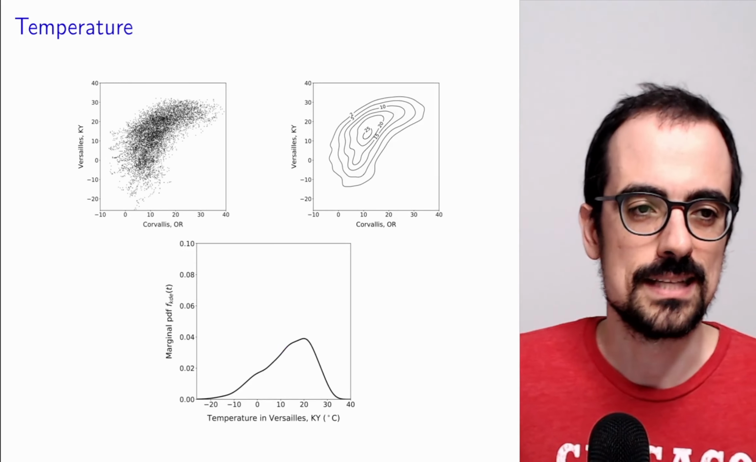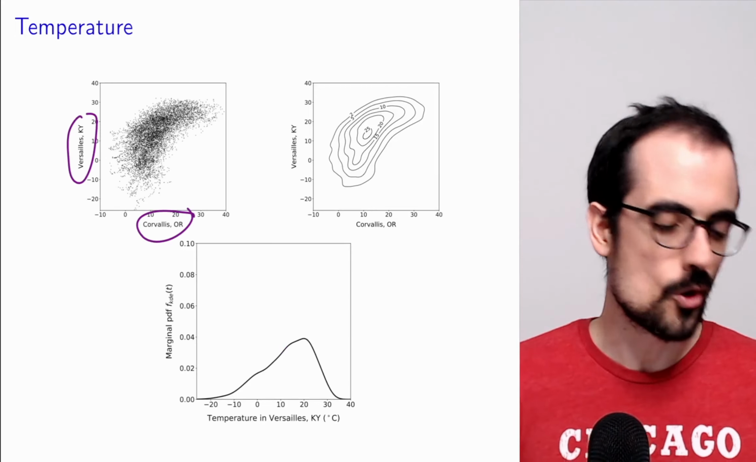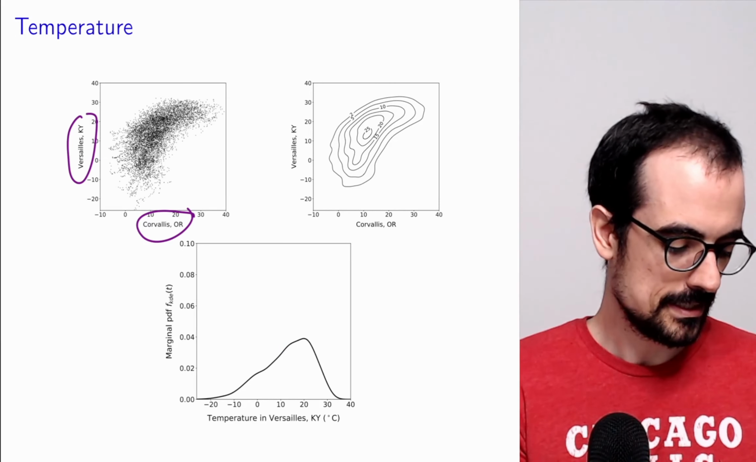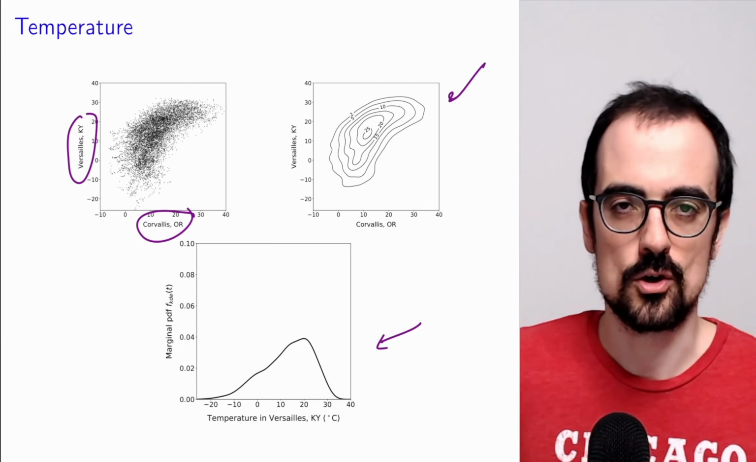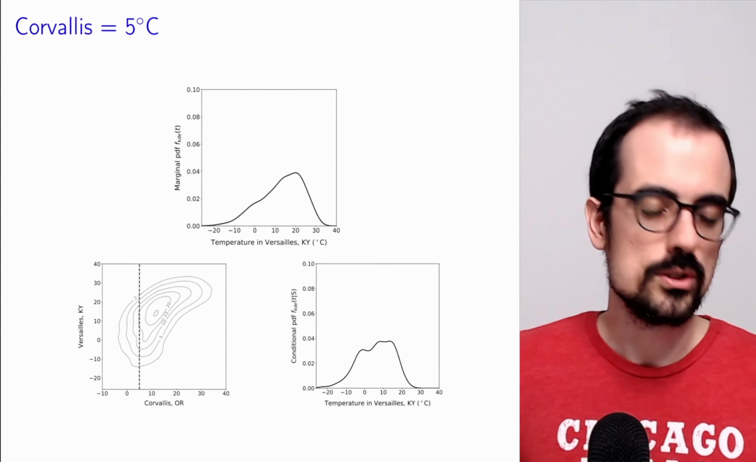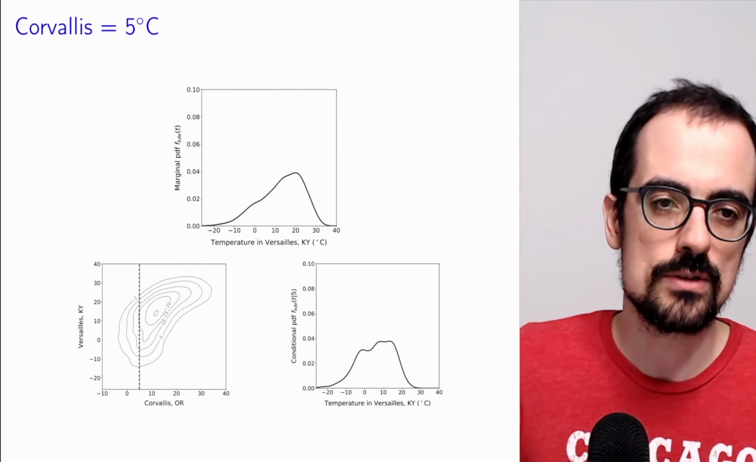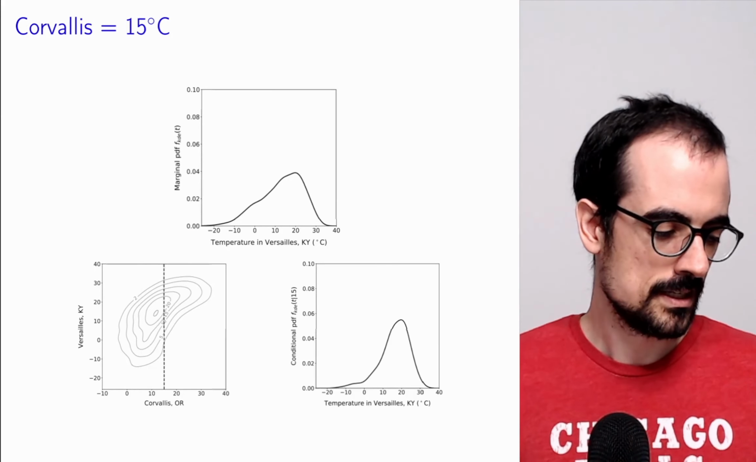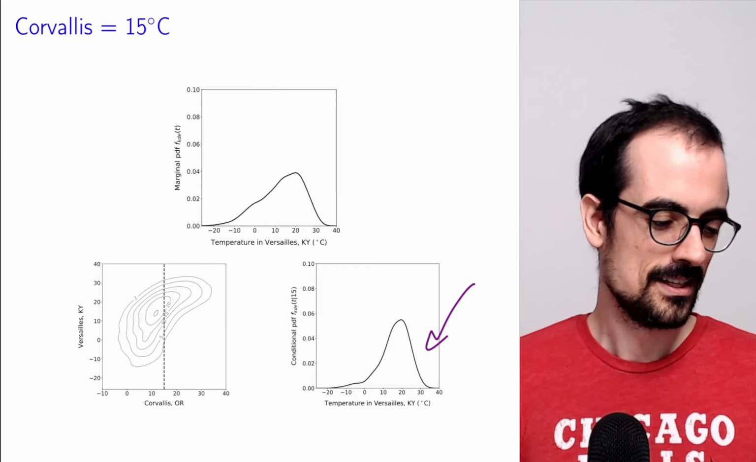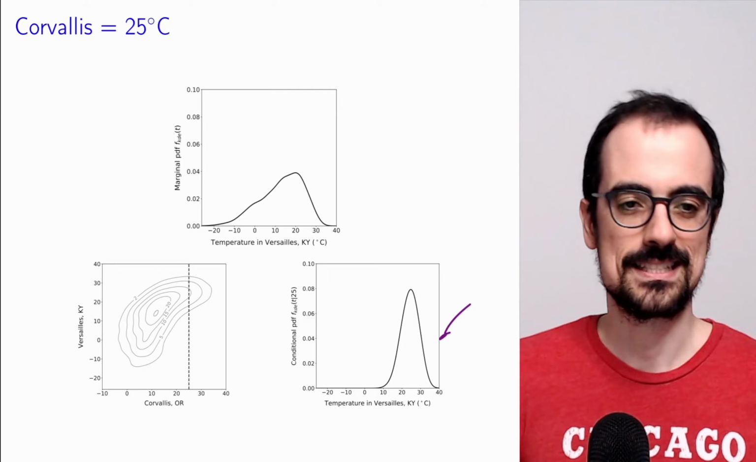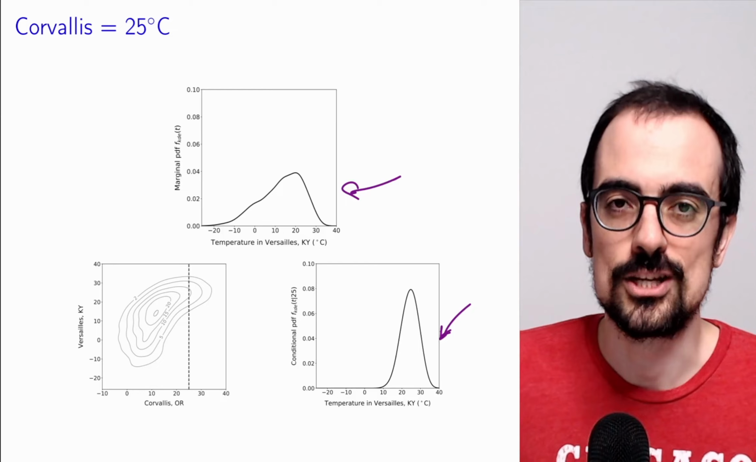Now we're going to look at the temperature in Versailles and another place. So this is Versailles, Kentucky, and this is Corvallis, Oregon. Okay? This is the marginal in Versailles. This is the joint between Versailles and Corvallis, Oregon. So first we're going to check out whether these guys are approximately independent. This is what happens when it's 5 degrees in Oregon. This is the temperature in Versailles. 15 degrees in Oregon. Clearly not independent, right? Because you see this guy shifting. 25 degrees in Oregon. Again, this guy shifts, very different to the marginal. These two random variables are clearly not independent.